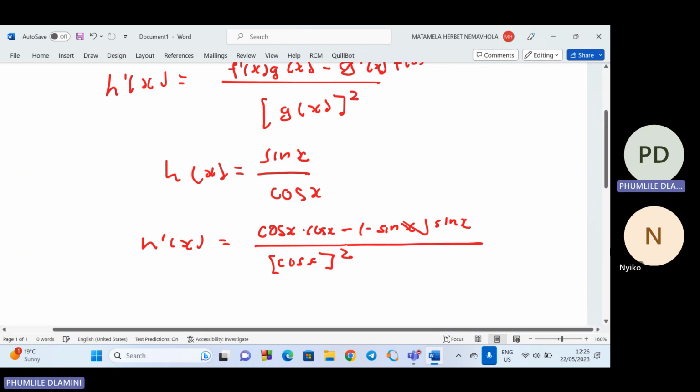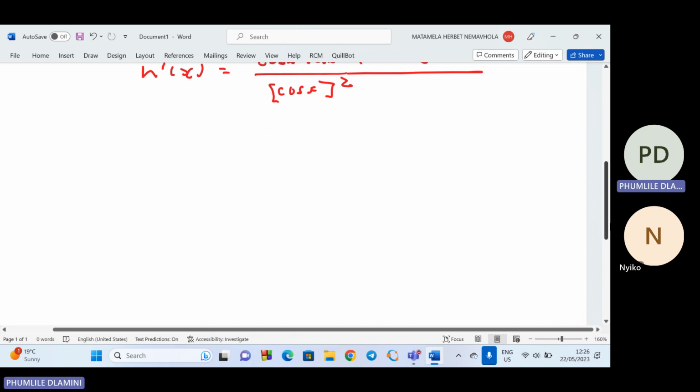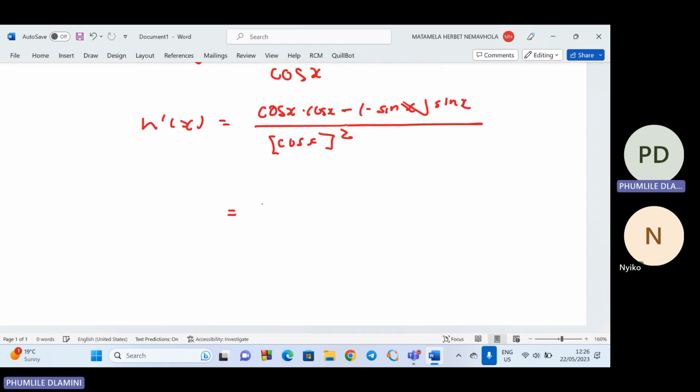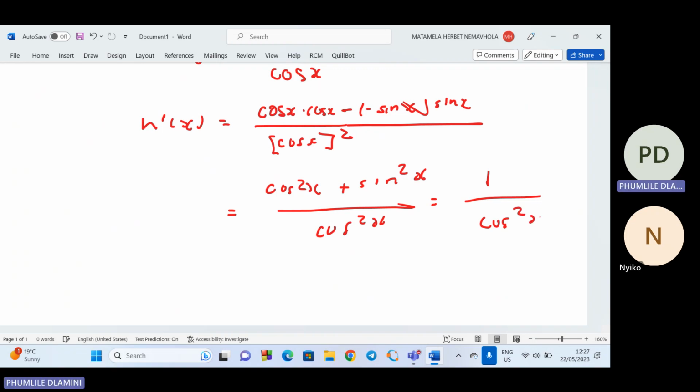So now if I simplify what I have here, we will see that we have cos squared x plus, negative times negative is positive, sine squared x over cos squared of x. Now, according to the rules, we know that cos squared x plus sine squared x equals 1. So this is going to be 1 over cos squared x.